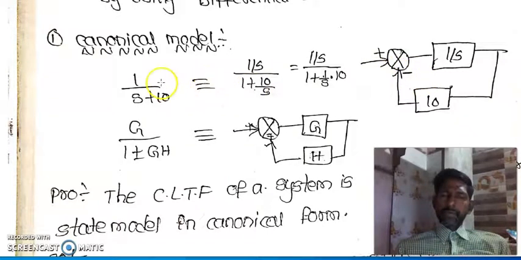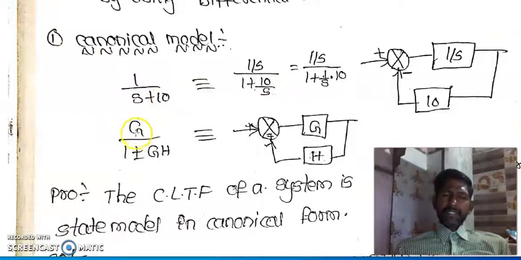So this can be written as 1 by S divided by 1 plus 1 by S into 10, that is, G divided by 1 plus G into H. This can be written as 1 divided by S plus 10.